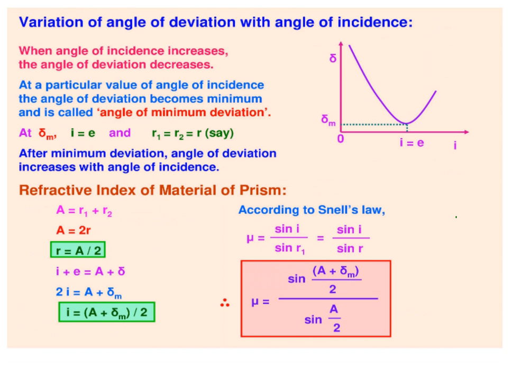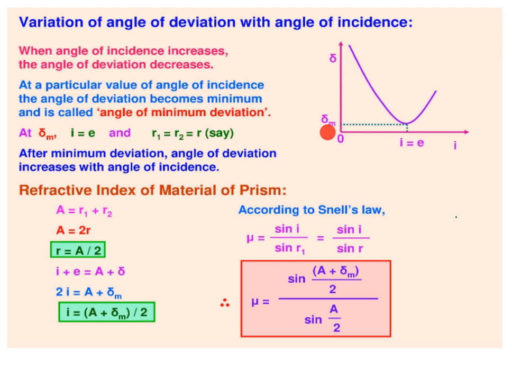Then, variation of angle of deviation with angle of incidence. Let us see in this graph, when the angle of incidence increases, the angle of deviation decreases. At a particular value of angle of incidence, the angle of deviation becomes minimum, and is called the angle of minimum deviation, that is delta m.